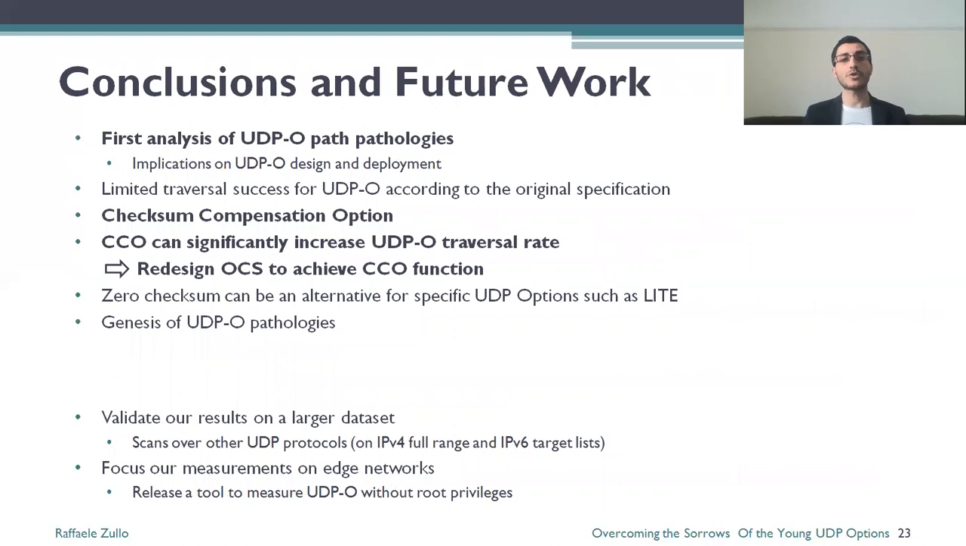So basically what we have done is describe traversal pathologies affecting UDP options. We have also shown how our checksum compensation option can significantly increase UDP options traversal rate. So what we suggest is to redesign the original option checksum to achieve CCO function, and we have to say that this has actually been partially done, and will probably be completed in the next revisions of the UDP options draft.